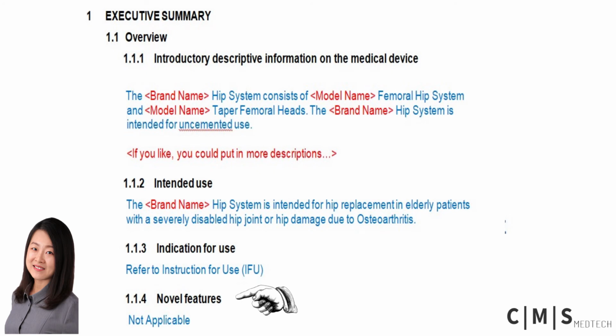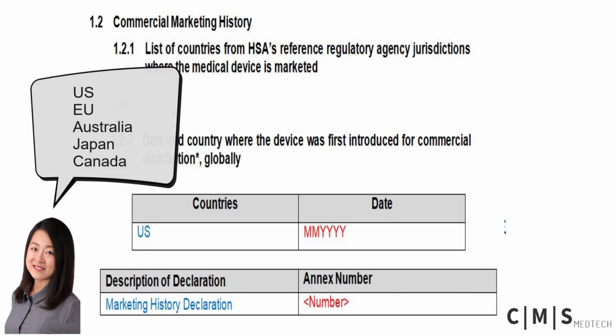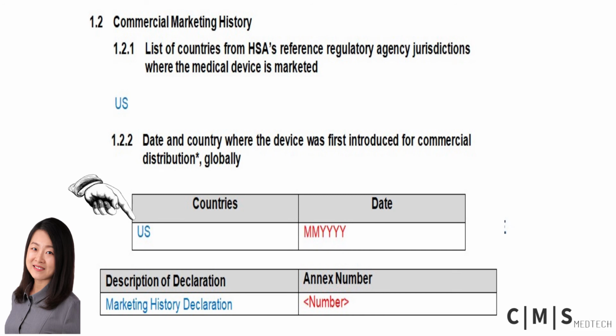The second step is to indicate the commercial marketing history. You need to indicate the list of countries from HSA's reference regulatory agency jurisdictions where the medical device is marketed here. Currently, the Singapore HSA recognizes the US, EU, Australia, Japan and Canada as the reference agencies only. You need to indicate the date and country where the device was first introduced for commercial distribution, globally, in the format below. You would also need to provide the market history declaration in the annex. The market history declaration could be obtained from the HSA website.